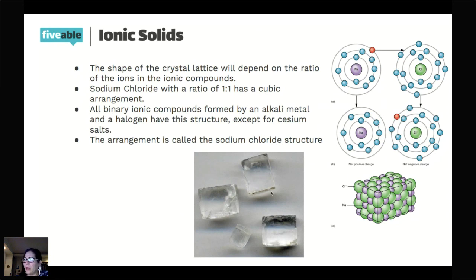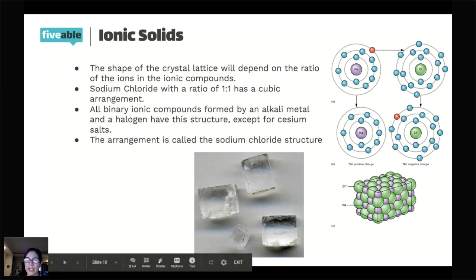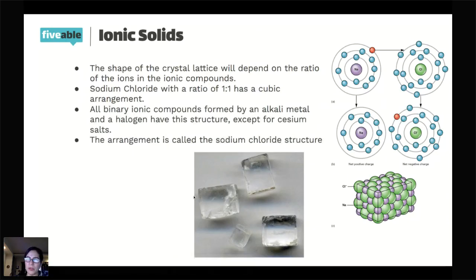Exactly, Beverly. They will look like tiny cubes if you look closely. If you have rock salt, you will see that the cubes overlap or are clustered with each other. That type of structure is because the ratio is 1-to-1. All binary ionic compounds formed from an alkali metal and a halogen will have this structure because all of them will have a ratio of 1-to-1.